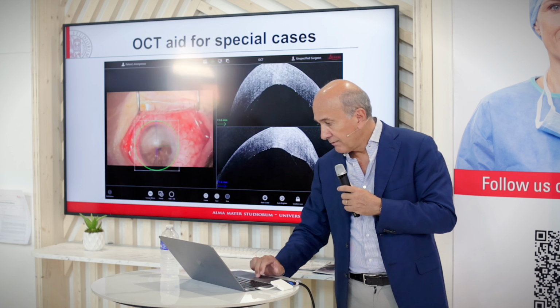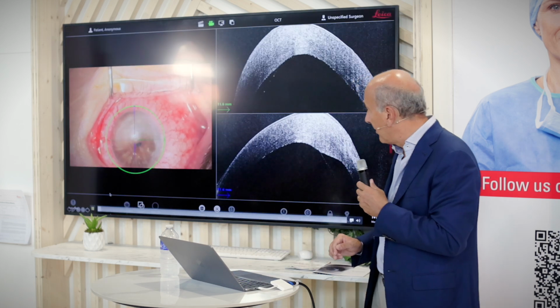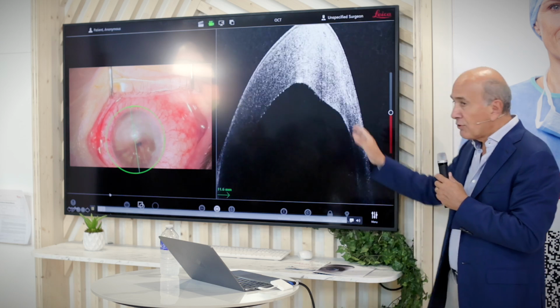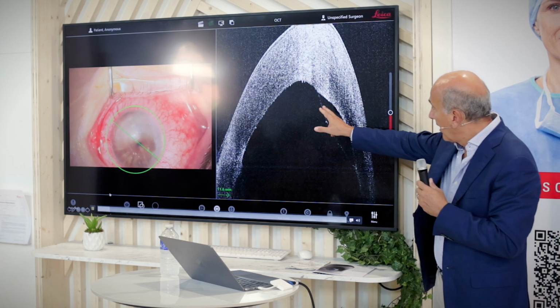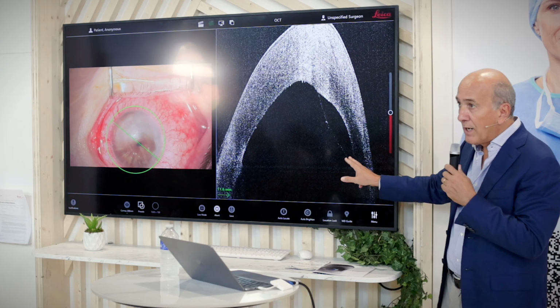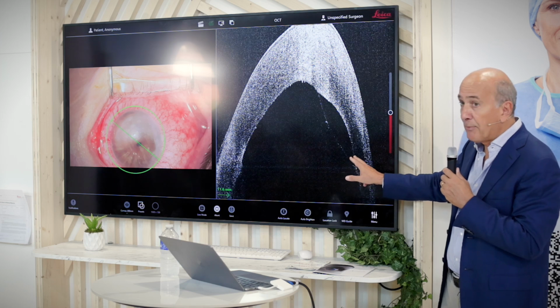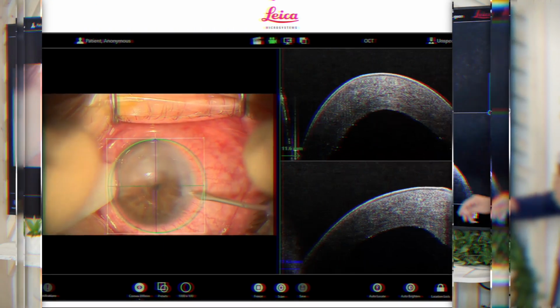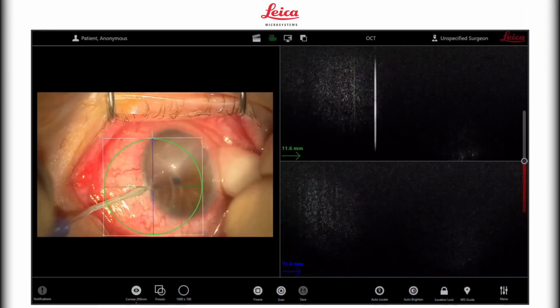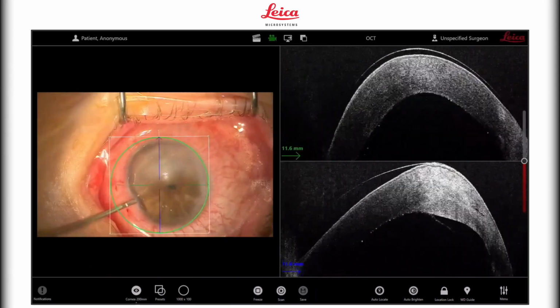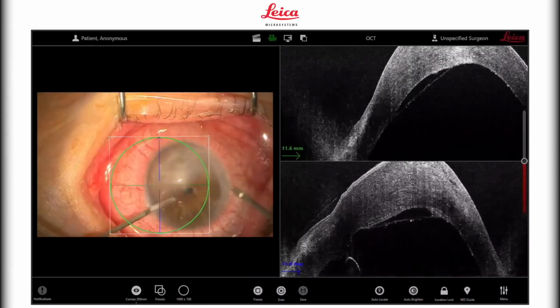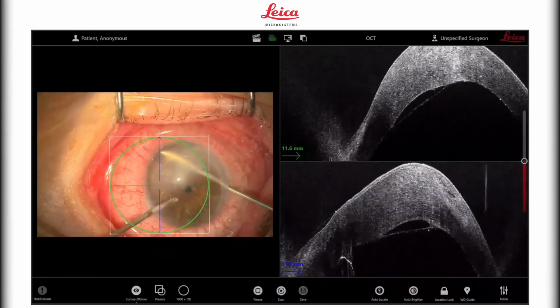So let's see how we tackle this problem. This is intraoperative OCT, and we can picture very well where the detached Descemet membrane is, right there. And so we did a paracentesis in order to put an air bubble inside the anterior chamber.